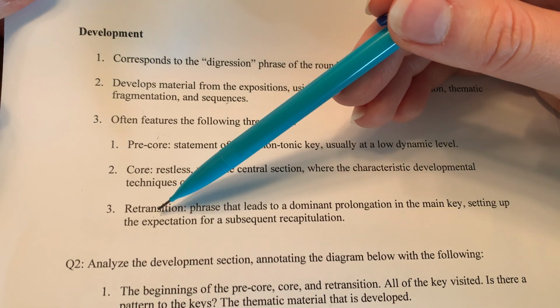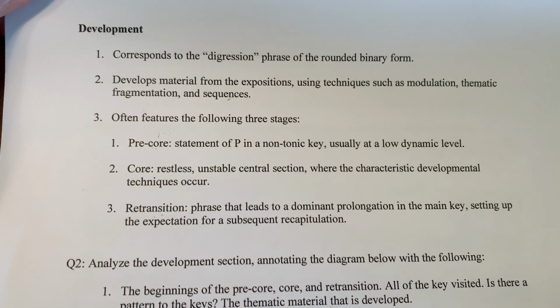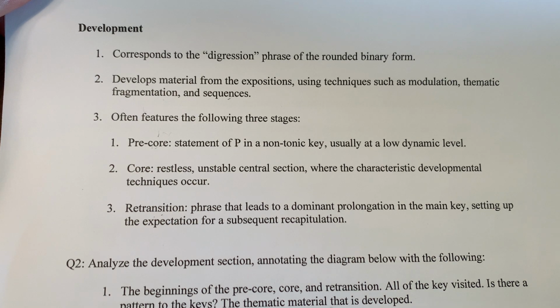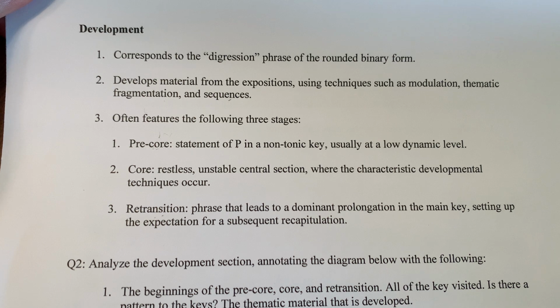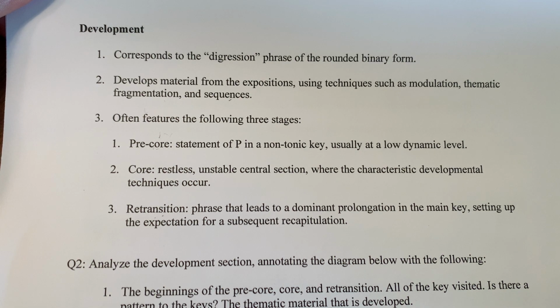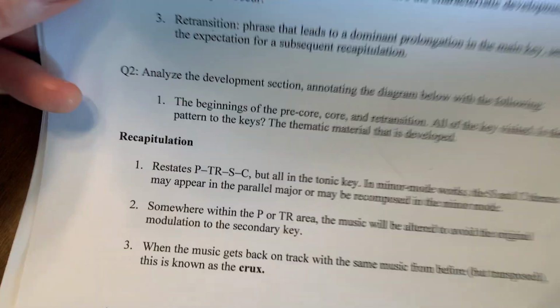Then finally, we're going to get the music that corresponds to that arrival on the 5 in the rounded binary form, what we call the retransition. This would be the phrase or moment roughly corresponding to the arrival of the dominant prolongation in the main key. And this will set up the expectation for a subsequent recapitulation.